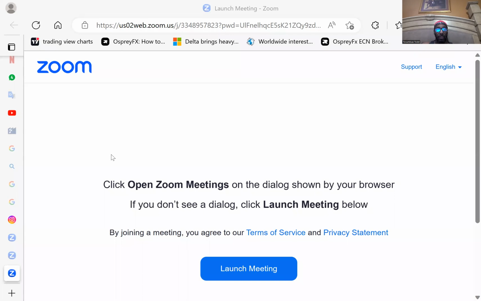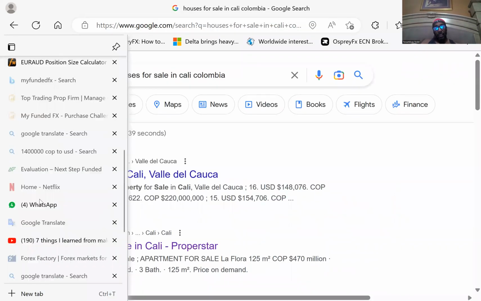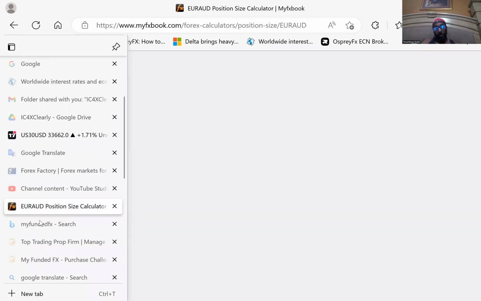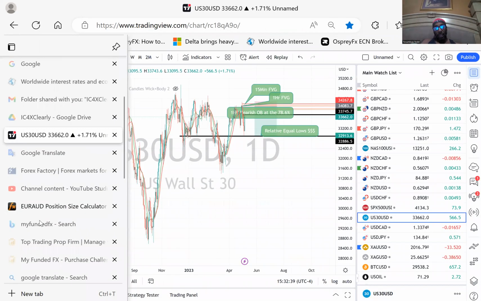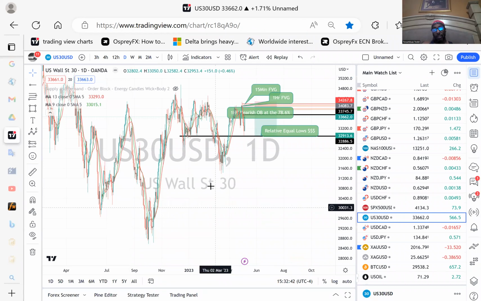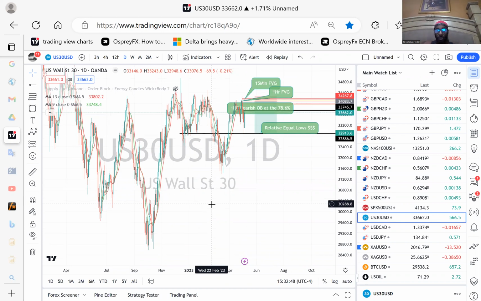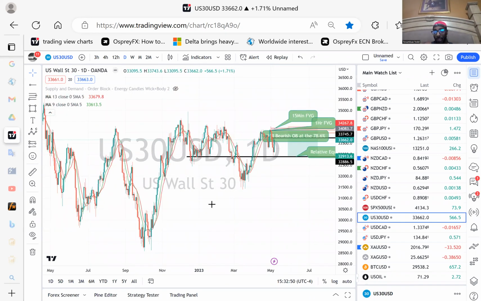All right, let me try to break down these ICT concepts, the ones that I trade at least. So what I like to trade is the ICT power of three concept. And I also like to trade the daily liquidity run. Okay, so let me see if I can break this down in about 20 minutes.